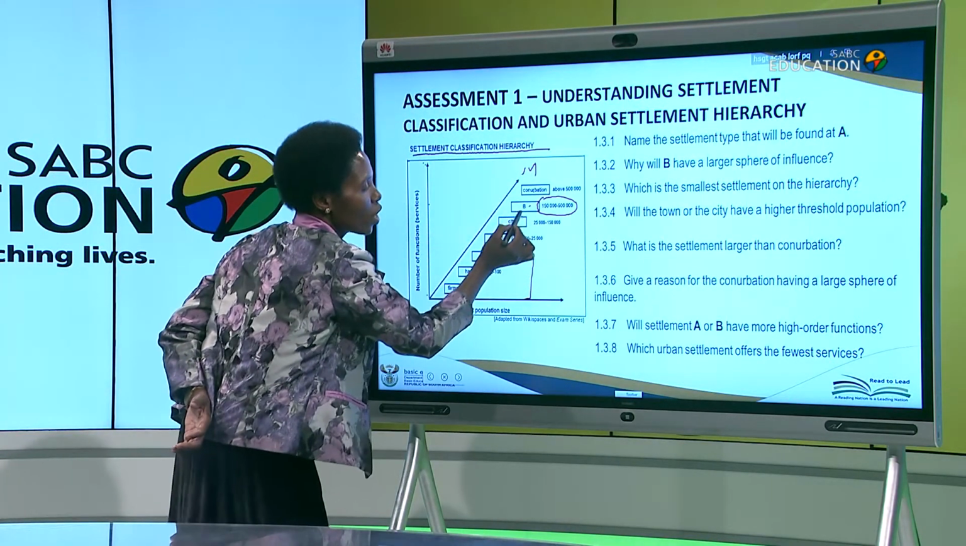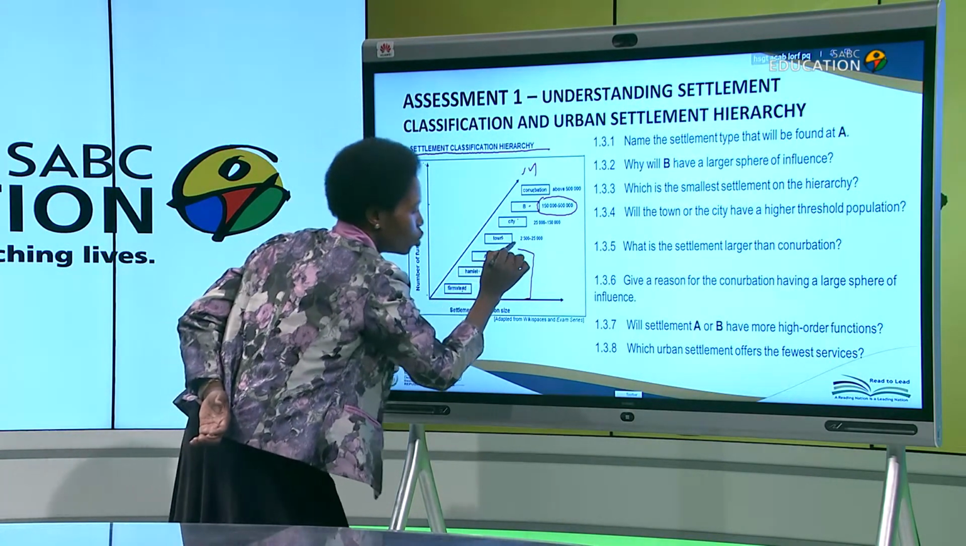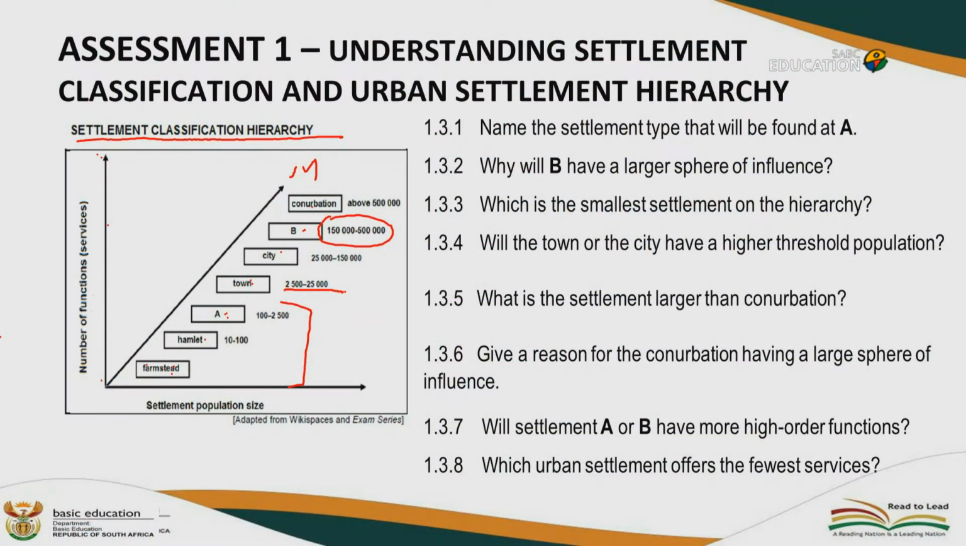The next question they're asking: will the town or a city have higher threshold population? When you look here, this is a town. You have the number of people here. You look at B. B is metropolis, which has more people. But they're asking you between a city and a town. A city has more people than a town. So it's a city that will have high threshold population.